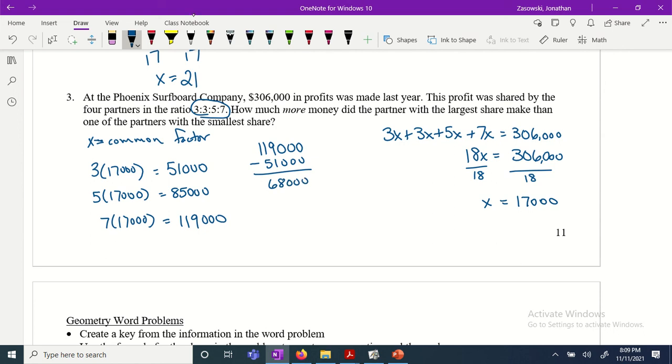So now we know the answer. The largest share was 68,000 more than the smallest.